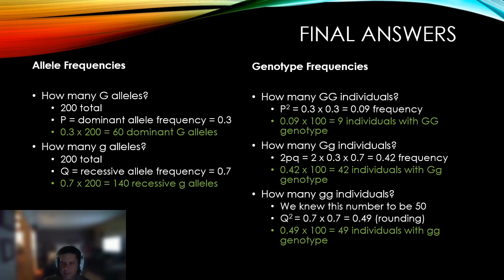And then we knew the number of recessive homozygous genotypical individuals. We knew that number to begin with. This was our only starting point. We knew that to be 50. But if we do the math back because of rounding, we get 0.49 and times that by 100, and you get 49 individuals. So there's some rounding issues that you have to deal with in here, but it's really not that big of a deal. And this one's kind of messy when you do it to only, you know, one or two decimal places. So anyway, this is how Hardy-Weinberg equilibrium equations go.